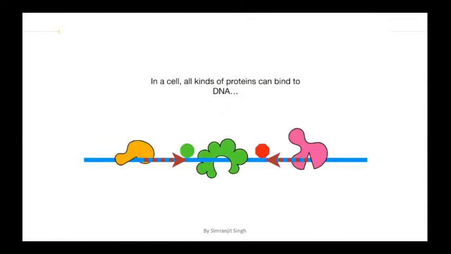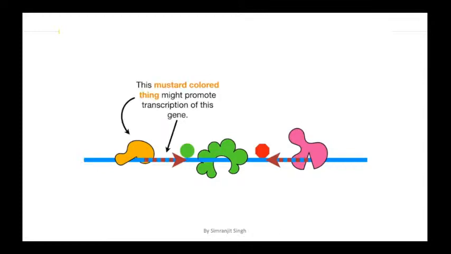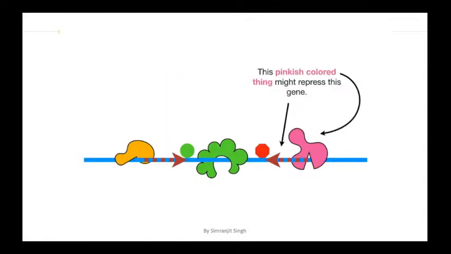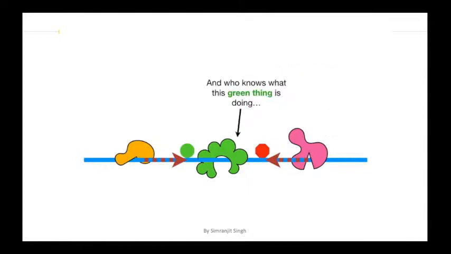In a cell, all kinds of proteins can bind to DNA. This mustard-colored thing might promote gene transcription of this gene. And this pinkish-colored thing might repress this gene. And who knows what this green thing is doing? We can use ChIP-seq to find out.